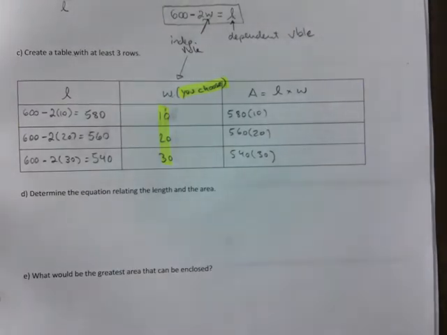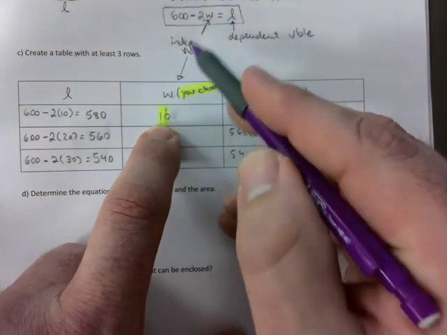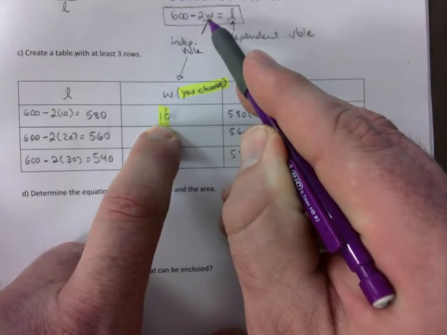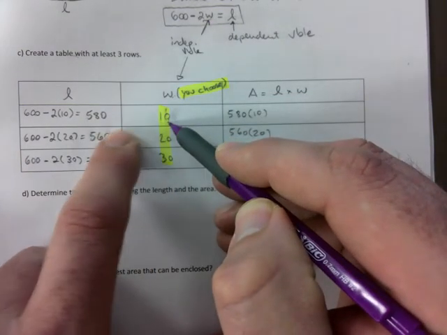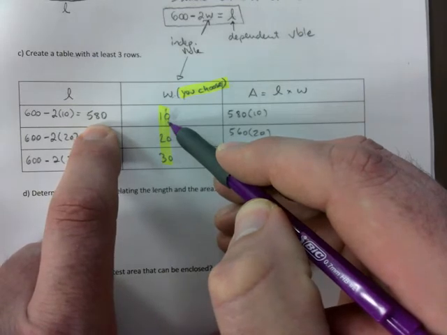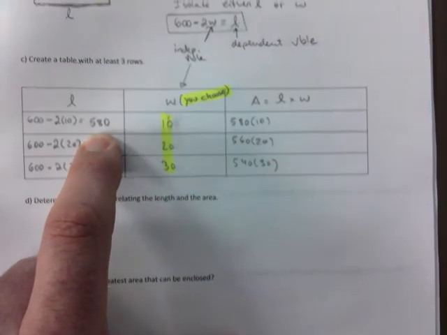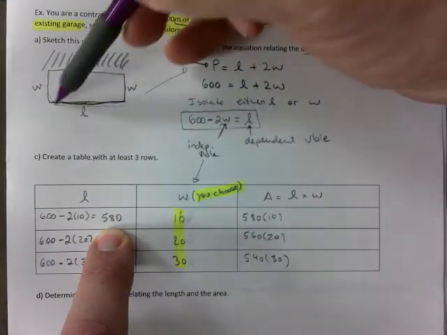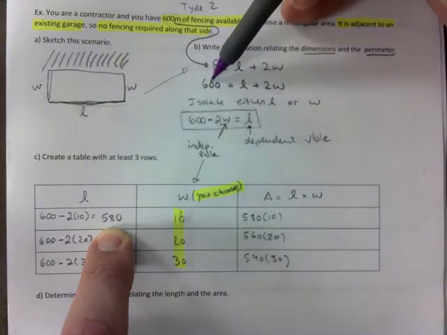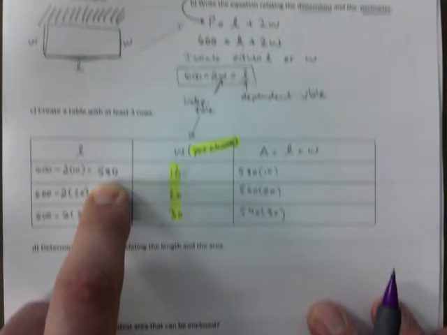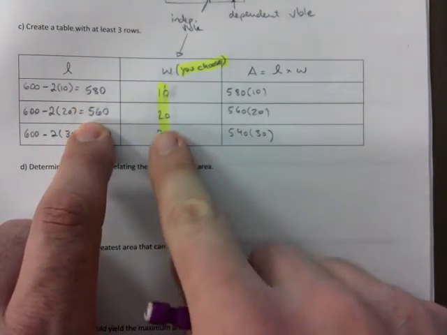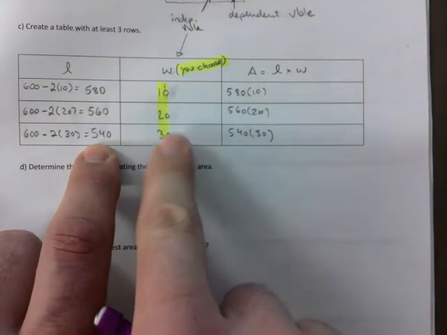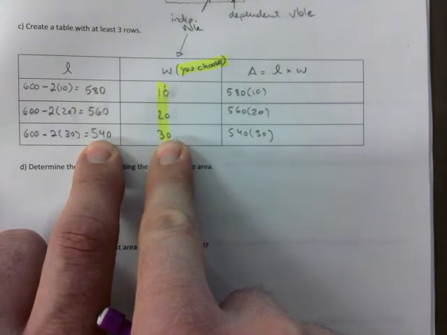And then what did we do with it? Every single one of these is plugged into that equation up there. So what if W were 10? Then the length would have to be 580. Let's do a little bit of mental math here. If length is 580, then it stands to reason that those would have to be 10 and 10, because you have 600 meters of fencing available. So if the W's were 20, then 560 is the long side. If the W's are 30, then 540 is the long side, and so forth.